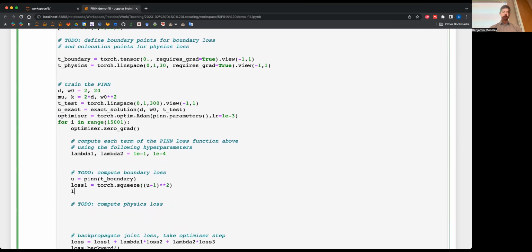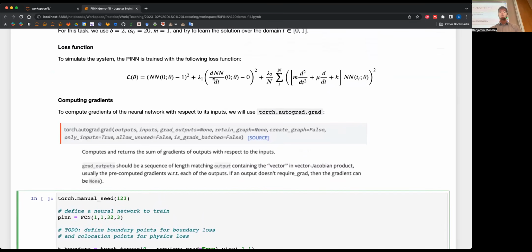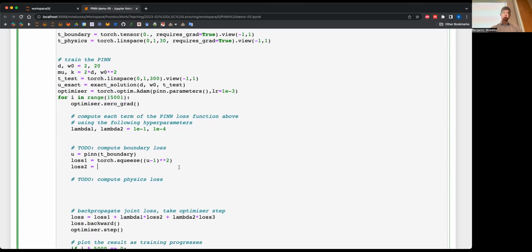Okay, and then the next loss we want is the derivative of the networks. So the velocity of the network should be 0. So this is where we need to use autograd. So let's do that instead. So u is torch.autograd.grad, and then we want u with respect to my boundary point, like this.